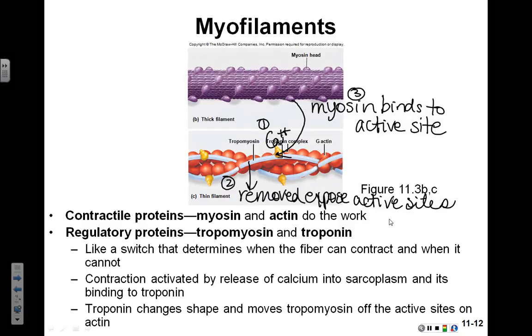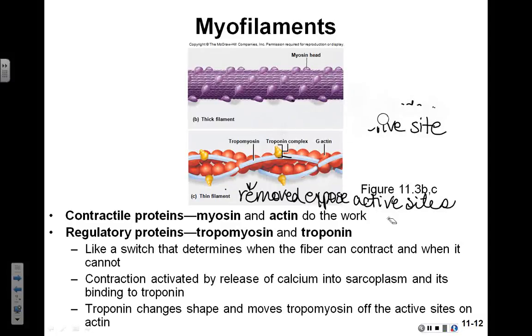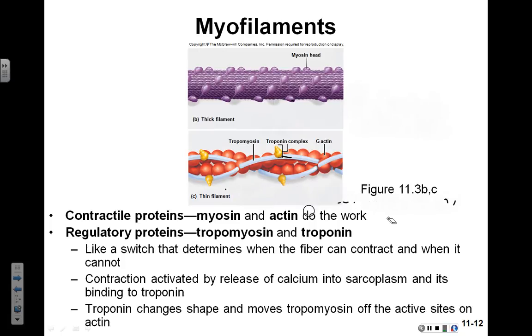So is this starting to make sense? Okay, let me erase this. Now somebody tell me these three steps. Tamara, I'm going to start with you. Step number one, what has to happen? Binding of the calcium to what? Calcium binds to troponin, right? Two, the tropomyosin is removed to reveal the active site.